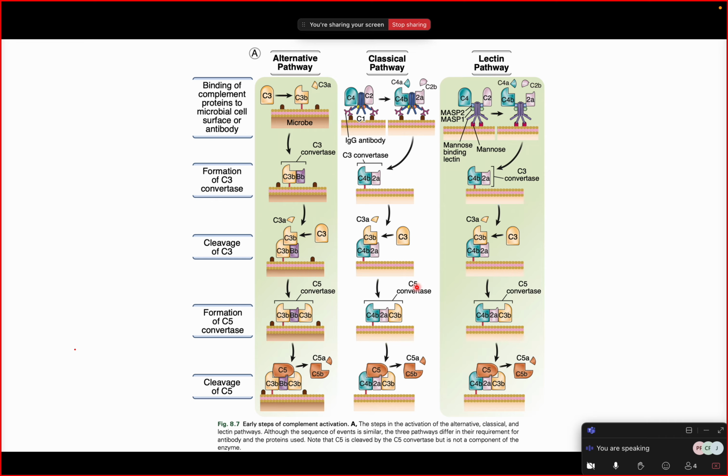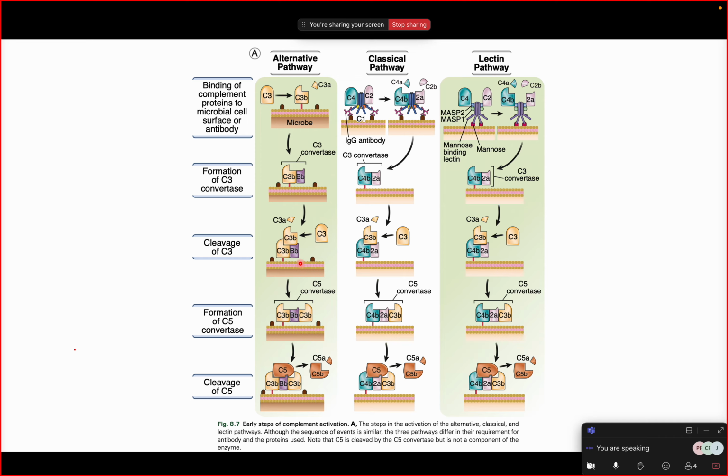Okay, so if we look at the alternative pathway, how it is being initiated: there will be C3 molecules in the circulation. They'll randomly cleave and bind to the surface of the microbe. Once they are bound there, a Bb complex, a protein, will also come and bind to the C3b. Once C3b and Bb complex are there, it will attract another C3b, and now the C3b Bb C3b complex is a C3 convertase.